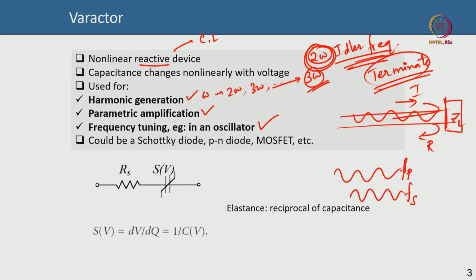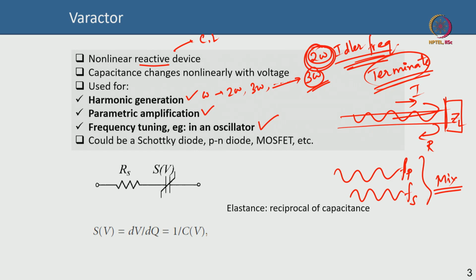And of course, there are other applications like frequency conversion. For instance, you can mix the frequencies. Those also can be done using a nonlinear reactance. As I told you, it could be Schottky diode, it could be PN diode, it could be MOSFET, a BJT. Wherever the capacitance changes nonlinearly with voltage could become a varactor, and a frequency multiplier also.